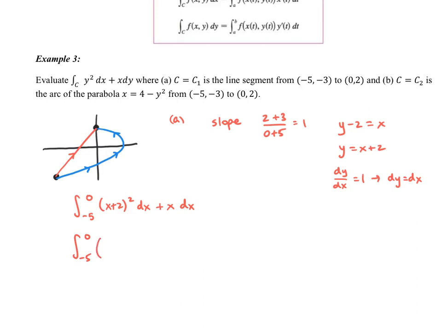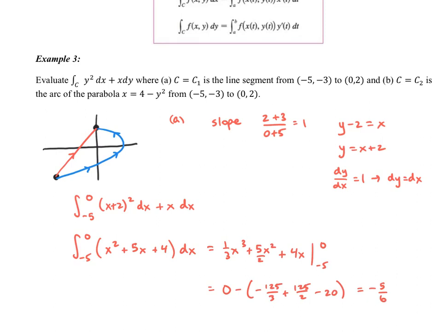So what we get is x squared. We're going to get 4x out of this distribution, and then we get a plus x. So we're going to have 5x, and then a plus 4, and we can move that dx out to the front. Okay, I'm going to pause for a minute and work through the problem, and then I'll come back. Okay, so here's the antiderivative. We're going to evaluate the upper value minus the lower value, and what we get is -5/6. This is the value of that line integral.